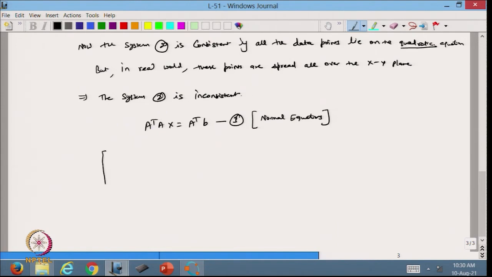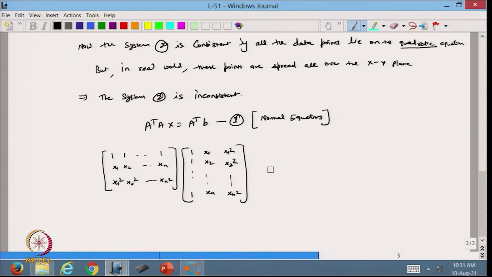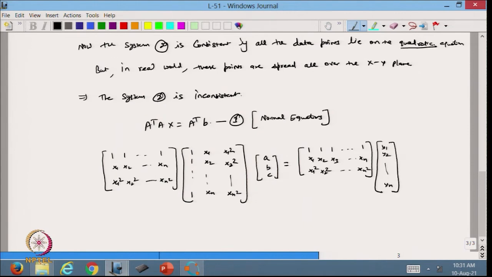Because if you take the A transpose, then A transpose I can write as 1, 1, 1, x 1, x 2, x n, x 1 square, x 2 square, x n square. And similarly, it is x 1, x 2, x n square, x 2 square, x n square, into x, that is a, b, c, and A transpose is x 1, x 2, x 3, x n, x 1 square, x 2 square, x n square, and this is my y 1, y 2, y n. So, I can write this equation 3 in this form.